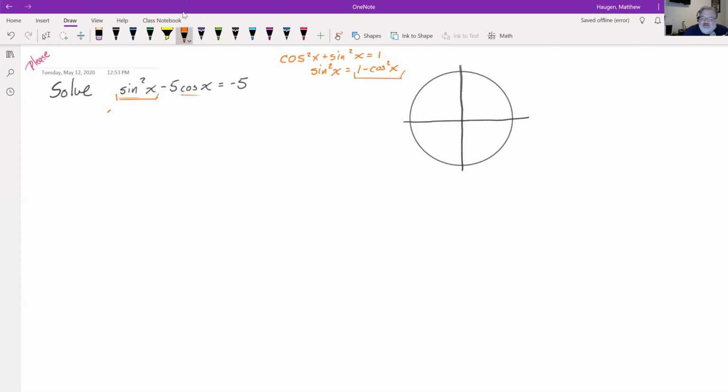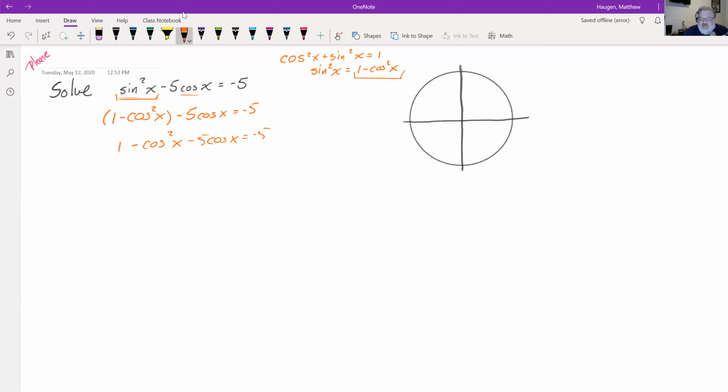I'm going to be a little careful here and put it in parentheses. It's always a good habit when you substitute anything in to put it in parentheses, in case there's a multiplication or a negative sign or something that has to distribute. But here, really, they're not doing anything. So yeah, I'm just going to strip them off. 1 minus cosine squared x minus 5 cosine x equals negative 5.